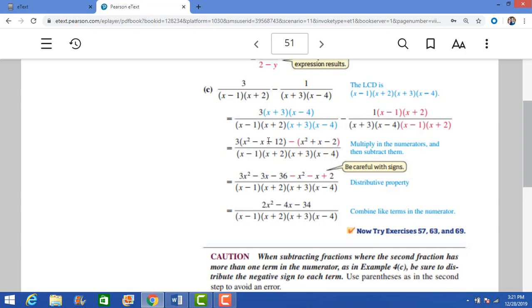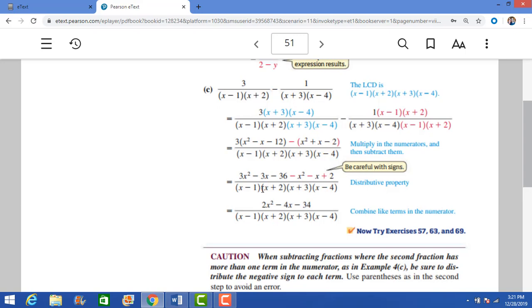Okay. Now they went ahead and expanded this out, multiplied this out, and multiplied this out. Which is fine. And so you get 3 times this minus this. Okay, so now we're going to distribute the negative sign here. So this is going to be negative or minus x squared minus x plus 2. So that's where this comes in. Okay, and we're going to distribute the 3 over here. So this is going to be 3x squared minus 3x minus 36. And so we get this. So the numerator becomes this. So again, be careful of the signs.